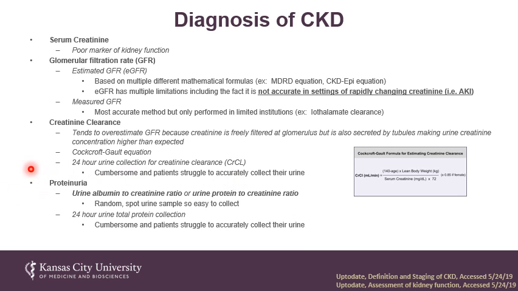Then you can look for proteinuria. The main way of defining it these days is a random urine albumin creatinine ratio or a random urine protein creatinine ratio. These are easy to obtain. The reason the creatinine is there is to take away the difference of urine volume.